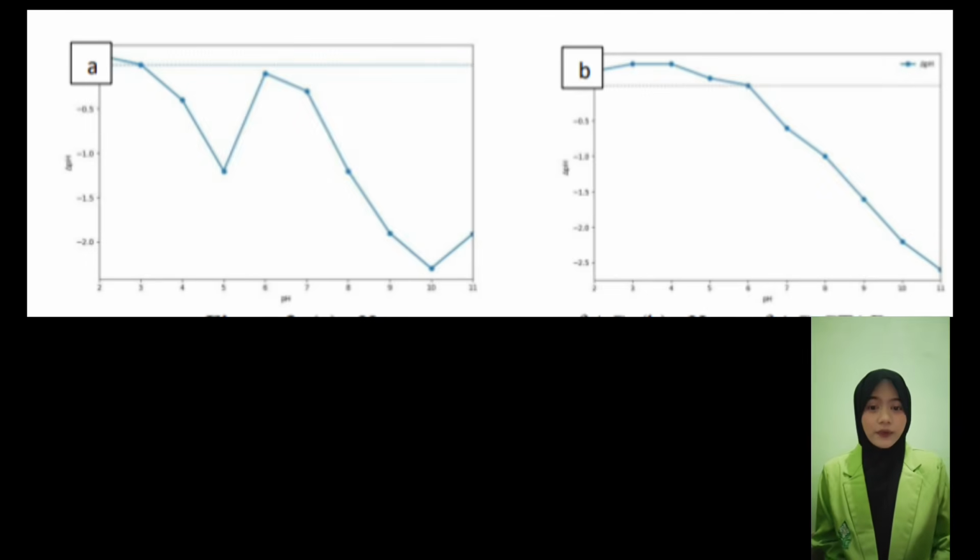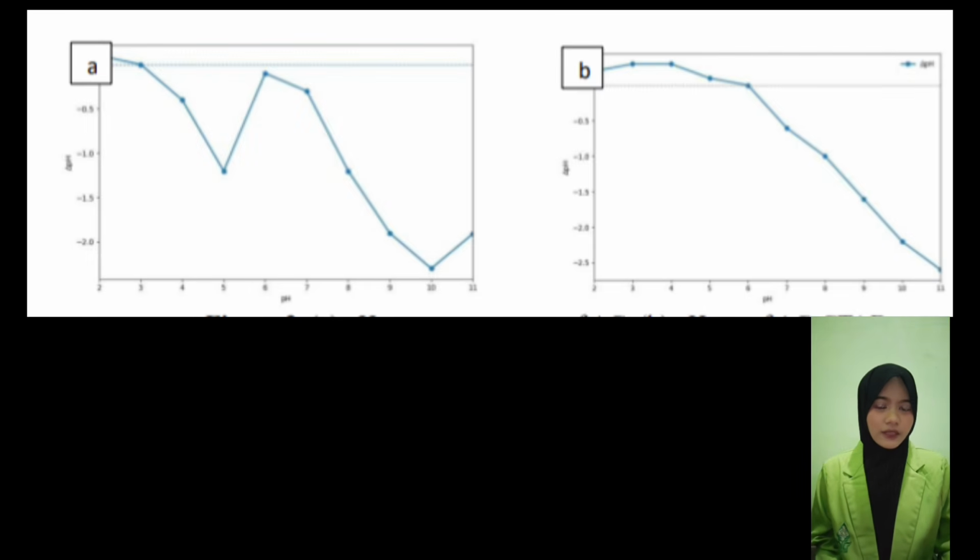To understand the surface properties of the adsorbent, the point of zero charge, or pH-PZC, was determined. The pH-PZC value of the activated carbon was 3, indicating that the adsorbent surface is positively charged at pH values below 3 and negatively charged above this value. After CTAB modification, the pH-PZC increased to 6, demonstrating a significant change in surface characteristic.